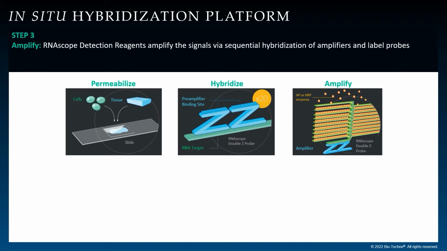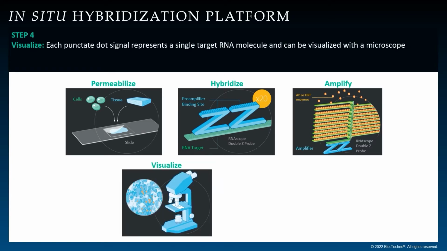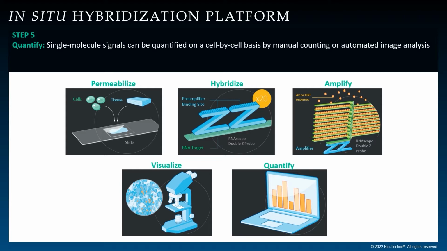The result is large amplification trees coated with either alkaline phosphatase or horseradish peroxidase at the site of each labeled RNA molecule. This high concentration of bound enzyme leads to robust and specific signal development where double Z probes have bound. Upon signal development, you can examine the results by microscopy. These chromogenic or fluorescent labels allow for visualization of individual target RNA molecules in the form of punctate dots. Finally, manual counting or automated image analyses can be used to quantify the results.